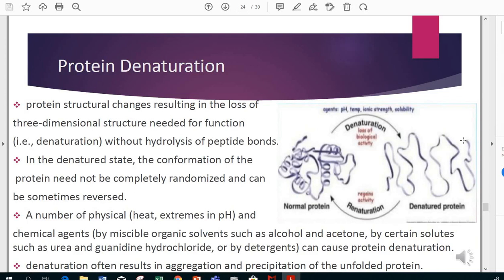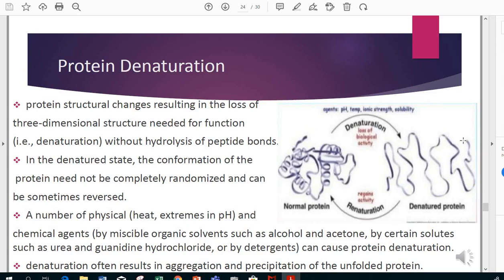Protein denaturation. It's a type of unfolding of the protein. Protein structural changes resulting in the loss of the three-dimensional structure of the protein needed for its function is called denaturation. Without hydrolysis of the peptide bond, all bonds will be lost except the peptide bond. In the denatured state, the conformation of the protein is not completely randomized and can sometimes be reversed. Sometimes it's irreversible.